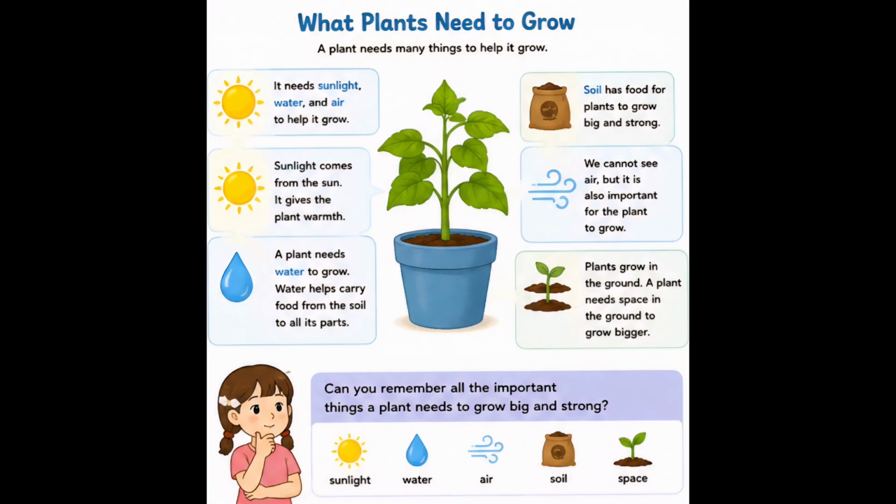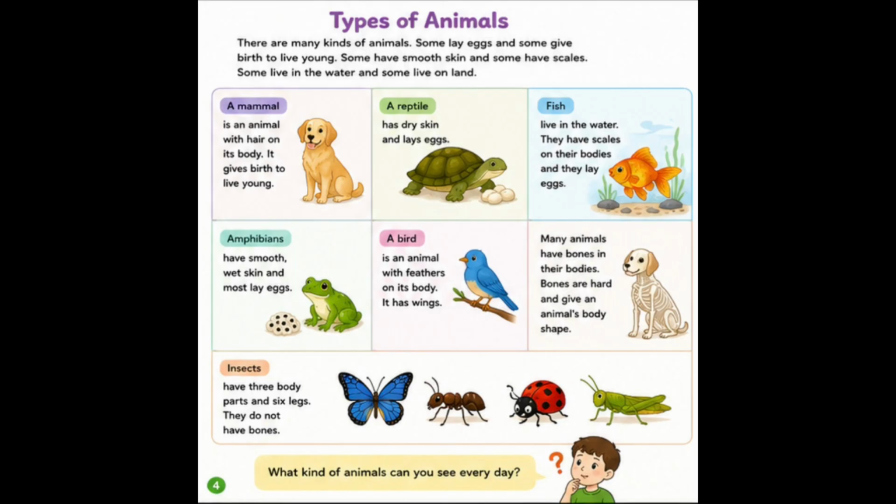We cannot see air, but it is also important for the plant to grow. Plants grow in the ground. A plant needs space in the ground to grow bigger. Can you remember all the important things a plant needs to grow big and strong?